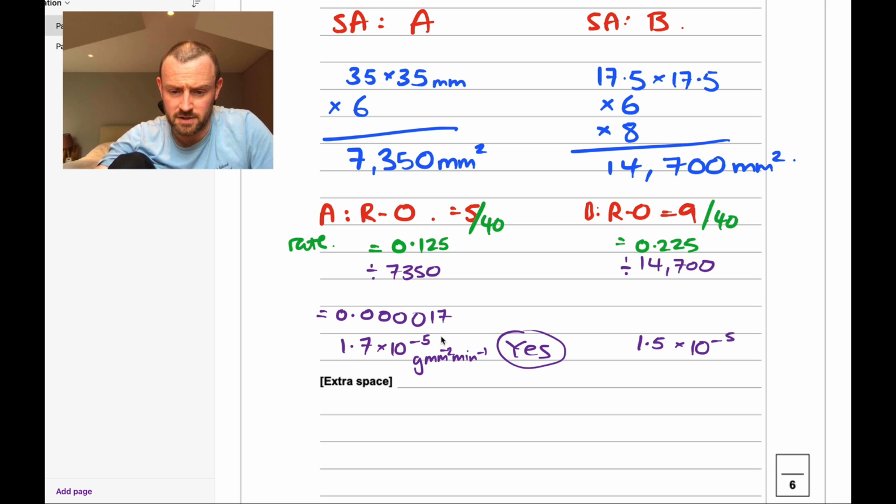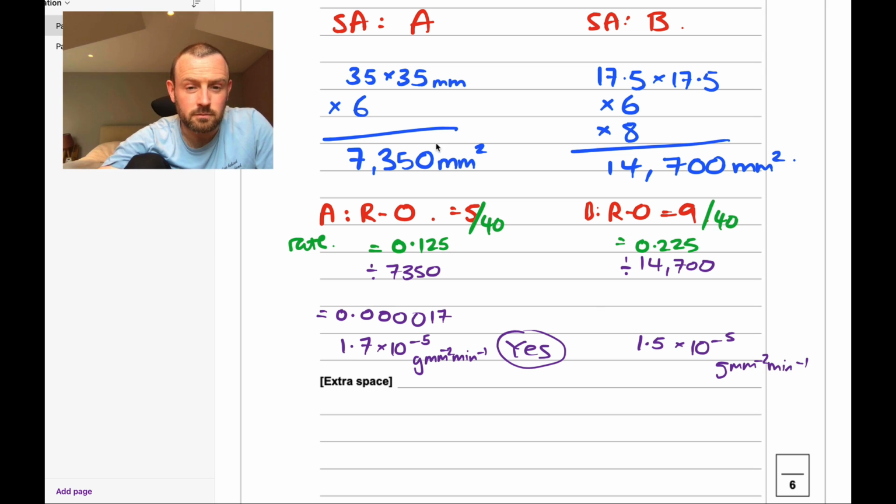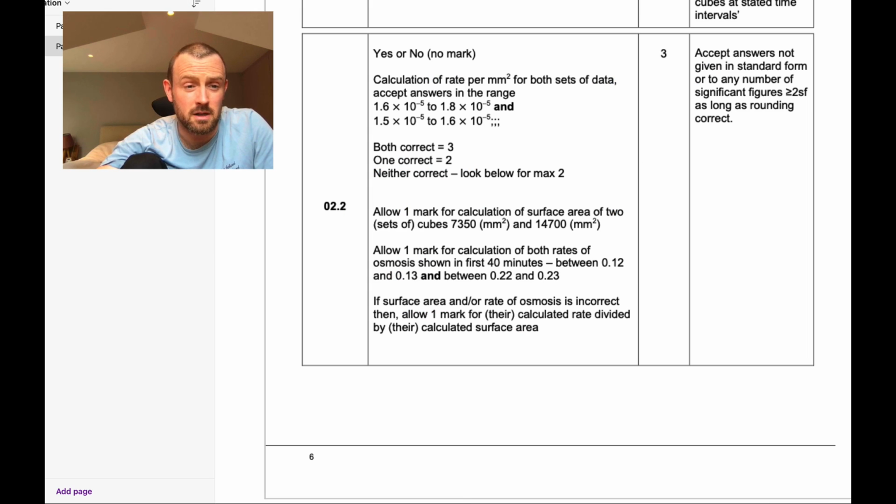So minus 2. The same thing over here. Grams per millimeter squared per minute. So they're different. So what are the marks for this? Well, let's hope they give you some marks for working.